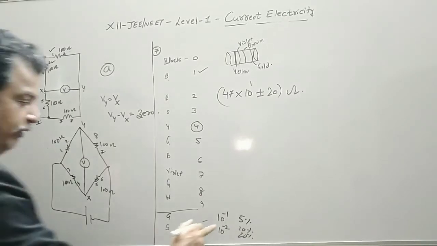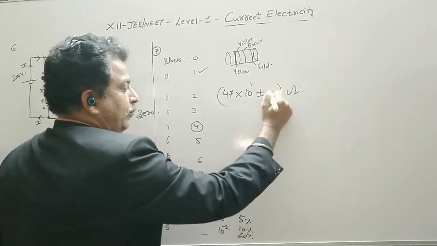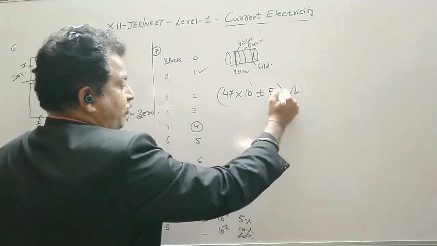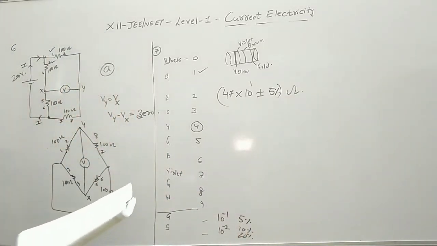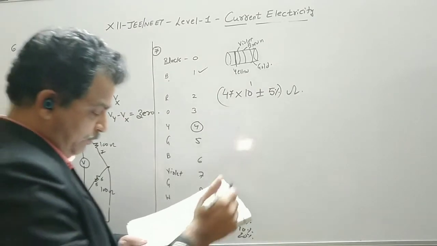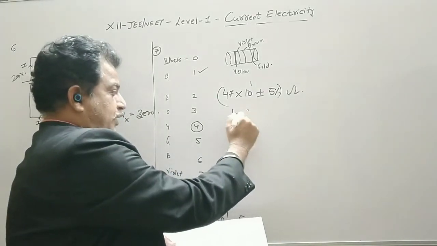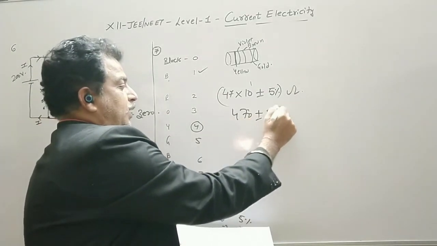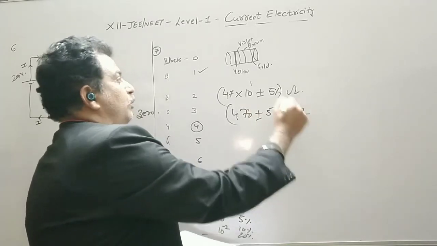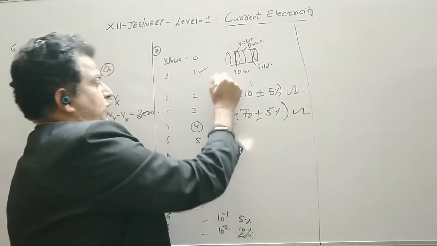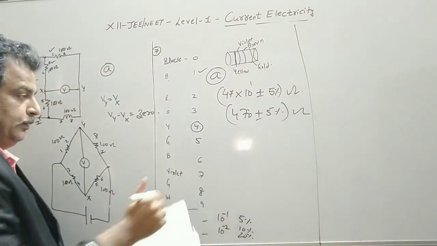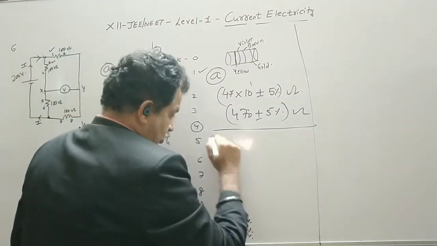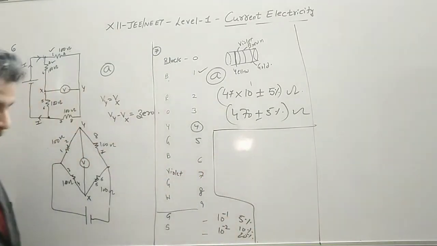Sorry, for gold we have 5%, not 20%. So that is 5% for gold, silver 10%, no color 20%. So the correct option becomes 470 plus minus 5% ohm. So that is option number A. That is a direct application of the color coding.